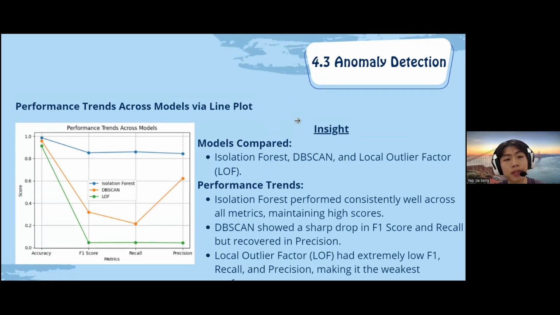So you can see Isolation Forest performs consistently well across all metrics, and DBSCAN suffers a drop in F1 score and recall but recovers in precision. And the last one, LOF, performed the worst with low F1, recall, and precision scores. So from this, we can conclude that Isolation Forest is the more reliable model for anomaly detection in our dataset. Move to the next one.